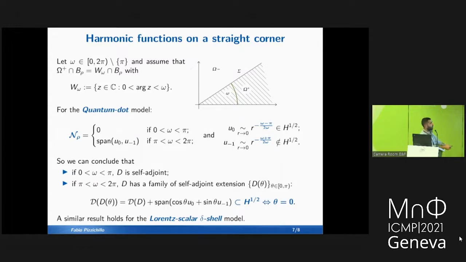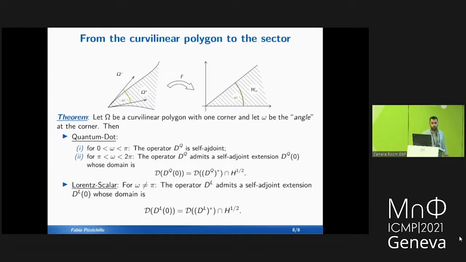So let us finally go back to the curvilinear polygon. We wanted to use this result to analyze the case of a curvilinear polygon. The idea was to use a certain map F that could map this guy into this guy. With this strategy, we could prove the following theorem. When the angle is convex, the operator is self-adjoint on H1. Otherwise, it admits a unique self-adjoint extension whose domain is included in H^{1/2}, and of course, a similar result holds for the Lorentz-scalar delta-shell interaction.